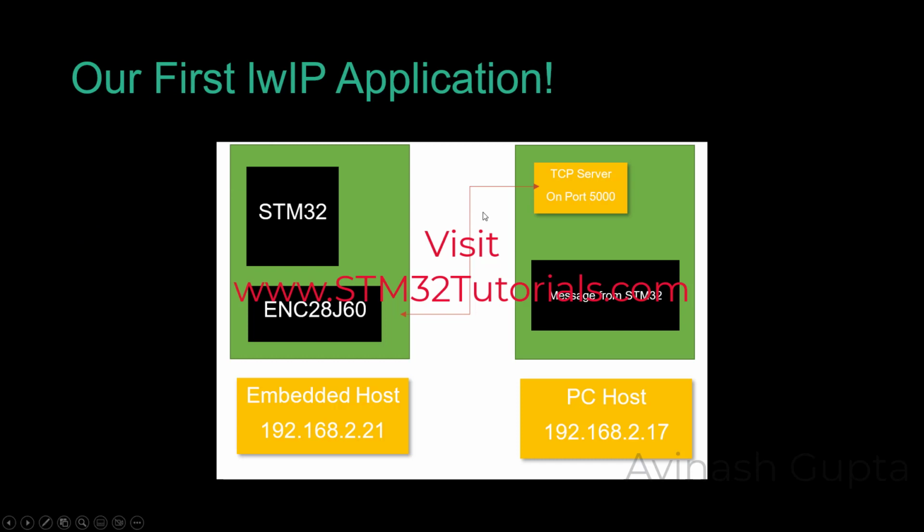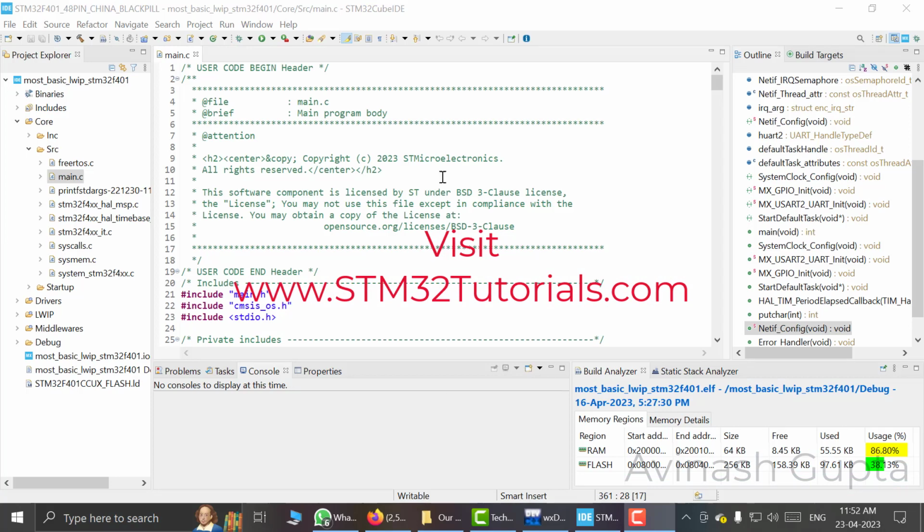In this example our application code sends simple text messages using this channel, and these are displayed in the terminal screen of the PC like this. A message from STM32, again a few messages from STM32. So this is the overall structure of our application program, and this is what we are going to code in this lesson. So now let us start coding.